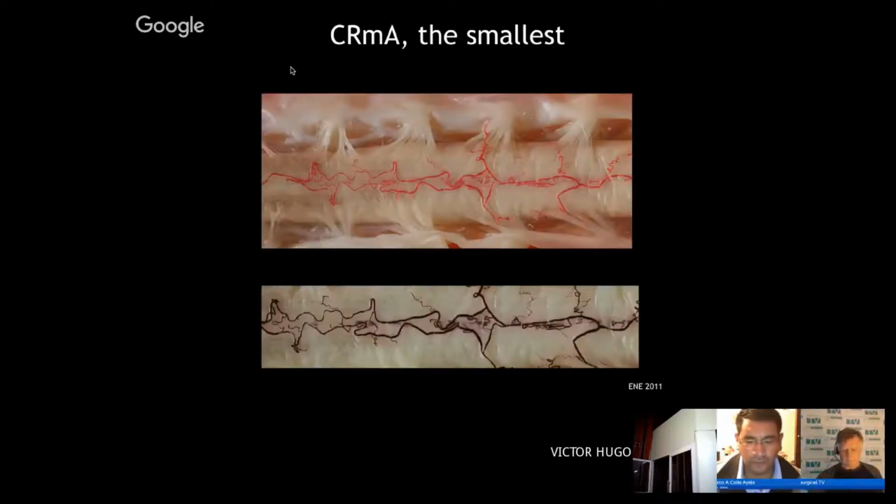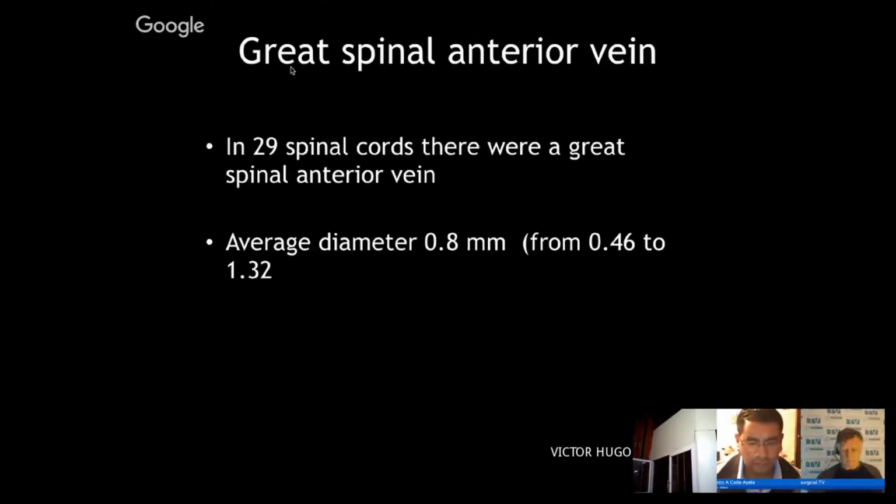Cervical artery. This is the smallest. This artery was the smallest. In 29 spinal cords, there was a great spinal anterior vein. We are told about the anterior vein. Average diameter 0.8 millimeters, from 0.46 to 1.32.